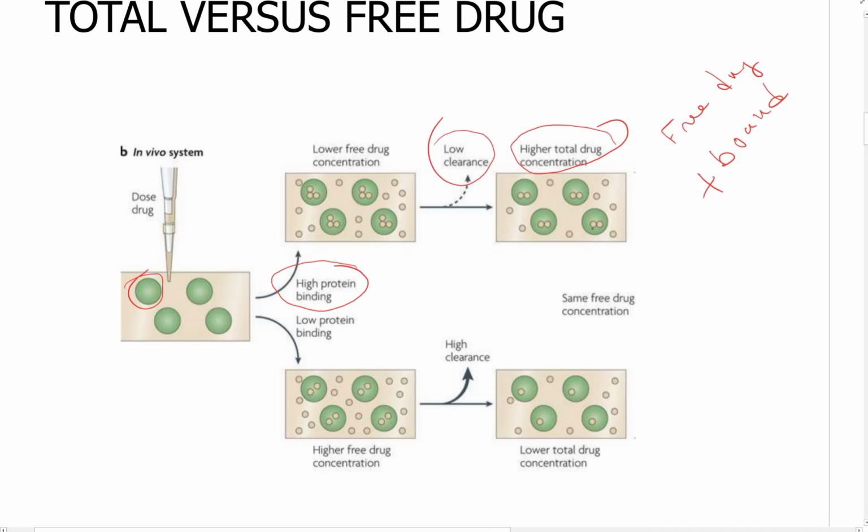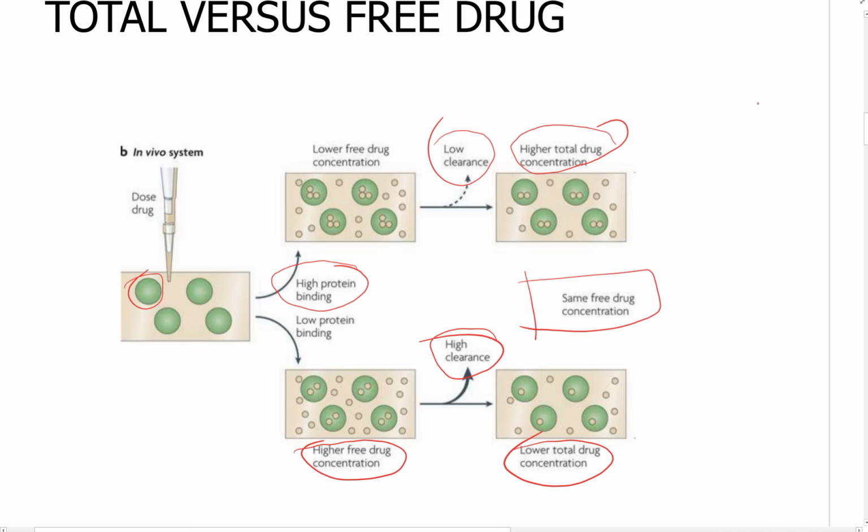And what happened in case of low binding drugs? It's going to be high free drug concentration, high clearance, lower total drug concentration. Okay, lower total drug concentration. But what is not going to change in both cases? Same free drug concentration.